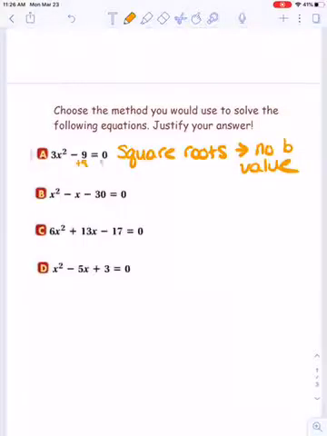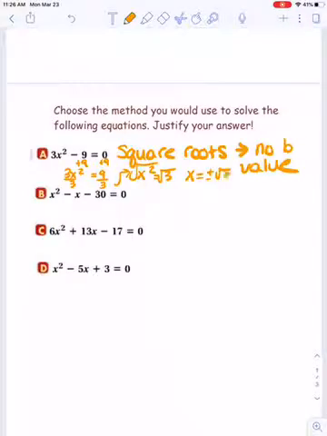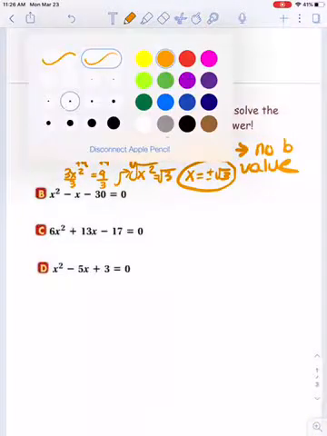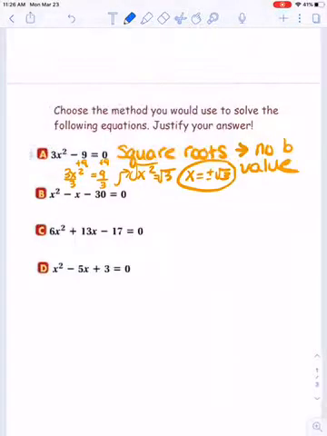I would just add 9 to the other side. So I know it doesn't say to solve, but let's just do it real quick. I get 3x squared equals 9. I divide by 3. So I get x squared equals 3. Take the square root of each side, so I get x equals positive and negative square root of 3. Right, that was pretty quick. There's no b value, so it's set up really nicely for square roots. Again, you could use the quadratic formula here. I think factoring would even work as well, but it's set up nicely for square roots, so that's the method I would choose.